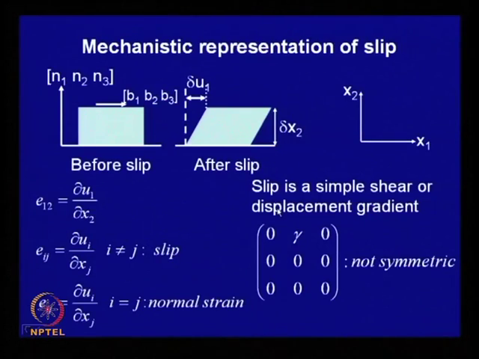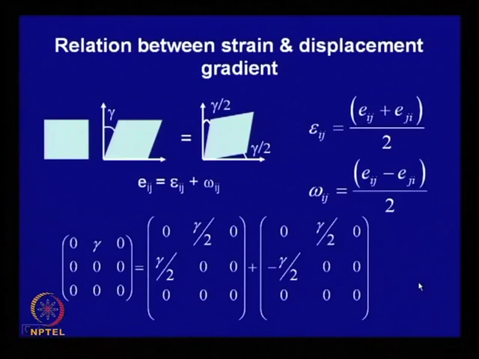Now, slip is a simple shear process, and it will have a displacement gradient which will be represented like this. So, slip has taken place only on one slip plane. So, only one shear deformation, and the magnitude of this is gamma. So, E12 is gamma and the rest of the components are 0. So, essentially this is not symmetric, but pure shear is symmetric, and this distinction is usually made in continuum mechanics, and which is shown over here.